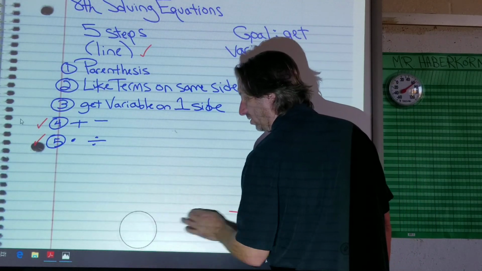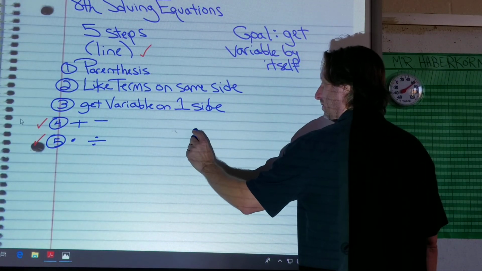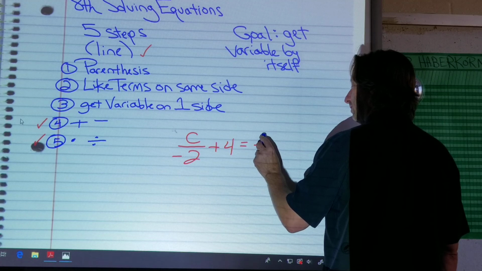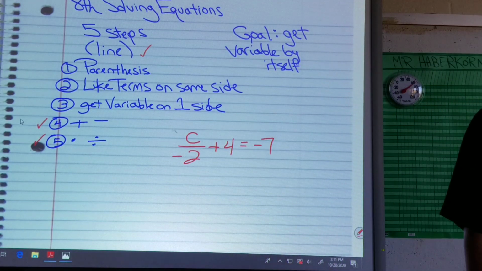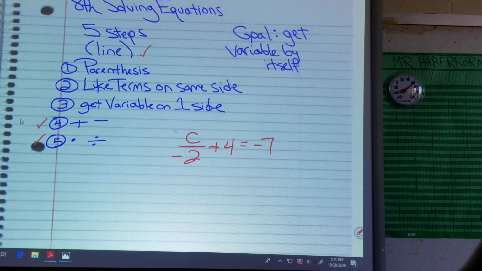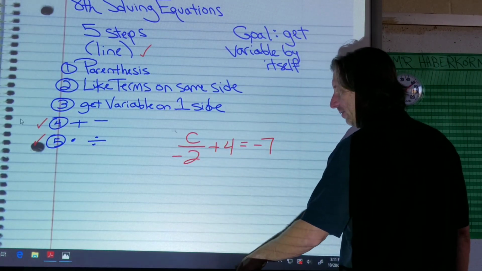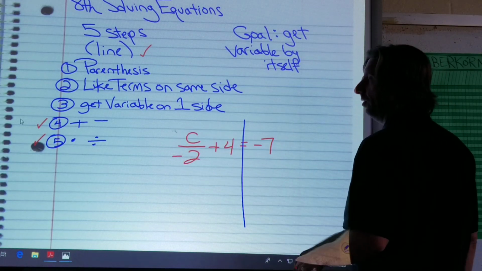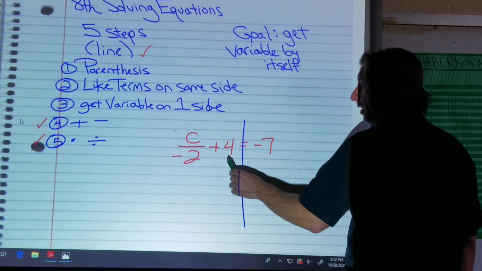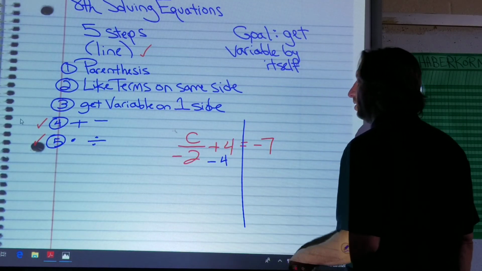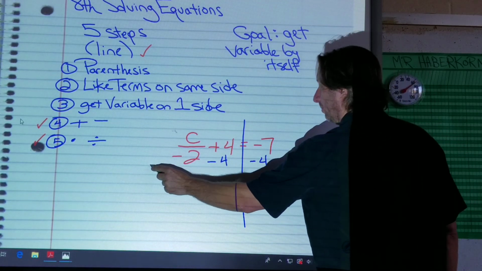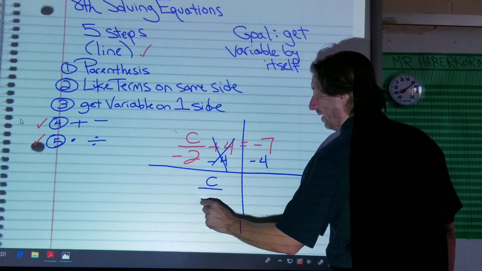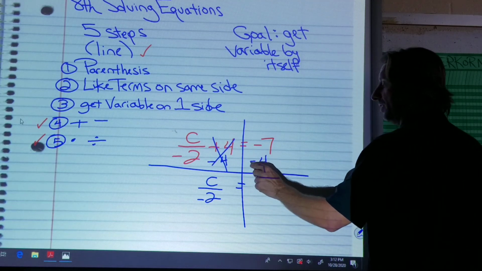And we'll do one with some negatives in it just to mess with you guys. So we'll say c divided by negative 2 plus 4 equals negative 7. So a little bit trickier. Two-step equation. We want to get this variable by itself, right? So we don't want to get rid of the negative 7, we want to get rid of the stuff on this side by the variable. So I'm going to get rid of the plus and minus first. How do I get rid of a plus 4? Subtract 4. We do it to one side of the equation, we do it to the other. So those are gone. What's left over here? c divided by negative 2 equals negative 7 minus 4.